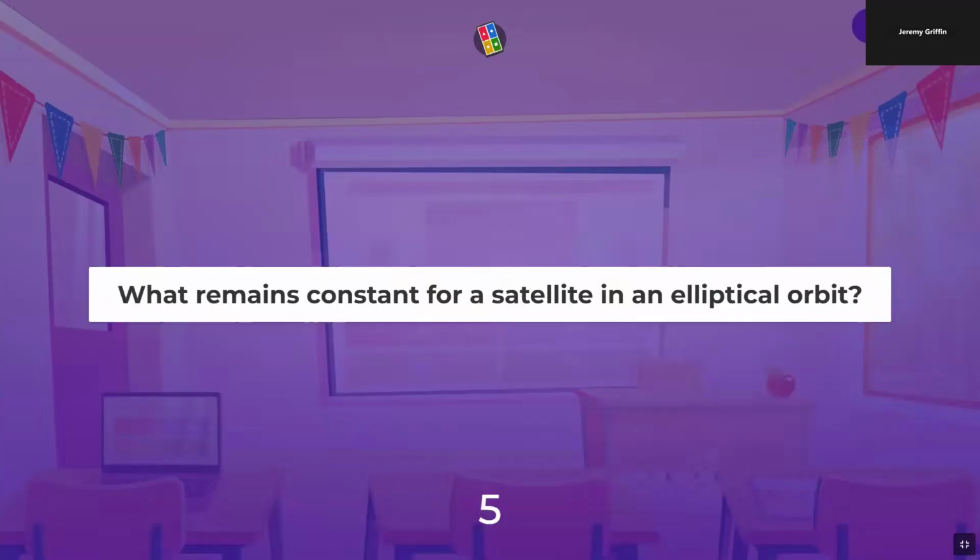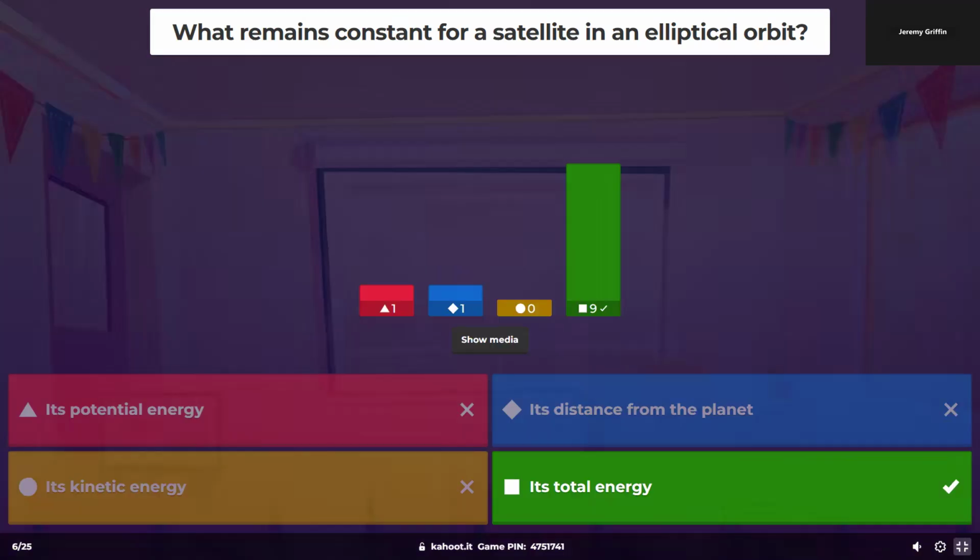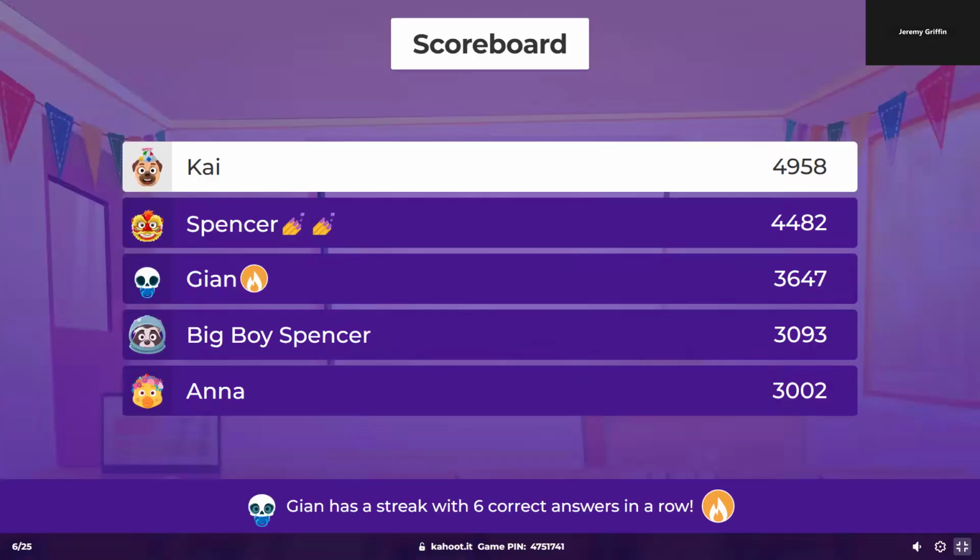Ooh, three flames. What remains constant for a satellite in elliptical orbit? Yeah, the total mechanical energy, if you add up the kinetic plus the potential. Individually, all these other values vary, but if you add it all up, it's the same total mechanical energy. As long as it's a closed system, that would be true.